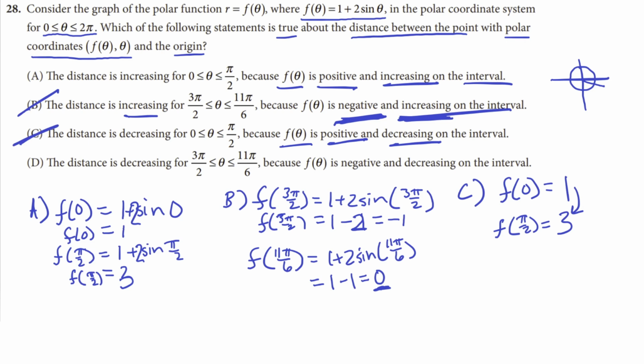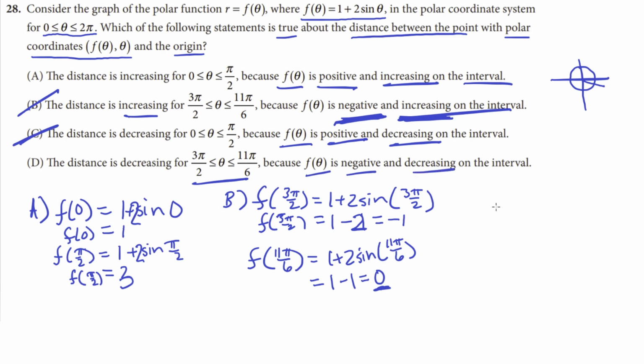Okay, let's make some space for answer choice D. Answer choice D gives us the same range as answer choice B, but it says f of theta is negative and decreasing on the interval. We know that on this interval, we go from 3 pi by 2 to 11 pi by 6, and we're going from negative 1 to 0. This is actually increasing, and 0 is not negative, so we can rule out D as well. So A has to be the correct answer.